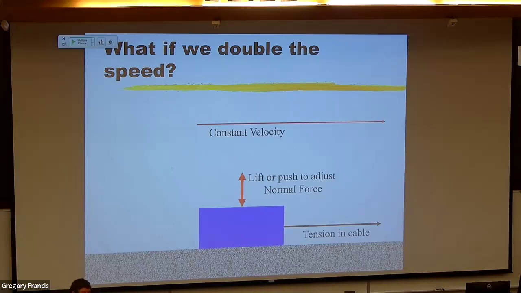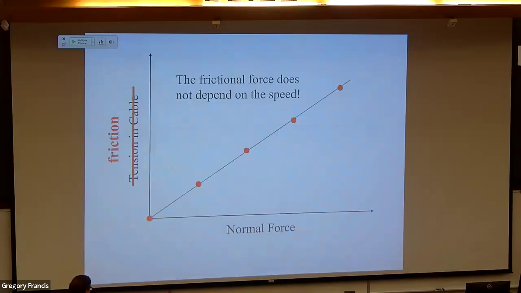Air resistance, however, depends very strongly on velocity. That's different. So friction does not depend on the speed. Now, because this is a straight line graph, we can write this as the friction, the y-axis, is equal to a constant times the normal force, the horizontal axis. And that constant I'm going to write as a mu, the Greek letter mu. It's called the coefficient of kinetic friction. We'll talk more about that in a moment.